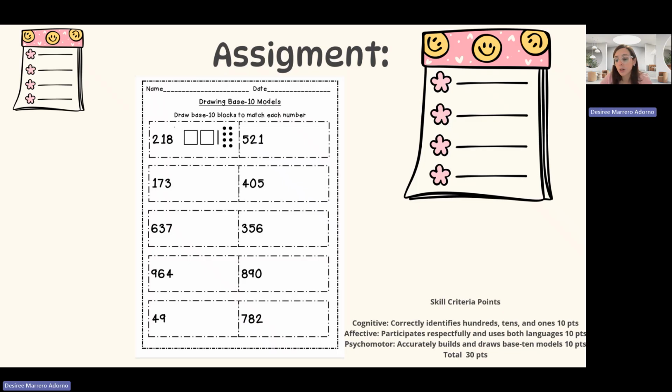The squares are going to be the hundreds. The lines are going to be the tens. And the small little circles will be the ones. So they have to do it by themselves. Here we have some skill criteria points. I gave them 30 points for this, each of them with an objective. The first one, the cognitive, to correctly identify the hundreds, the tens, and the ones. The affective one, to participate respectfully with your partner to identify everything. And the psychomotor, to build using the base ten blocks and to draw them on the worksheet.